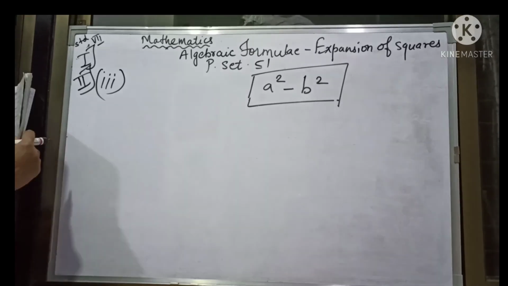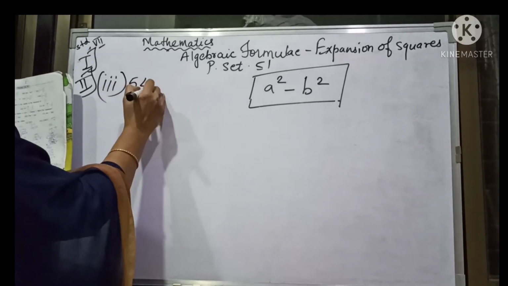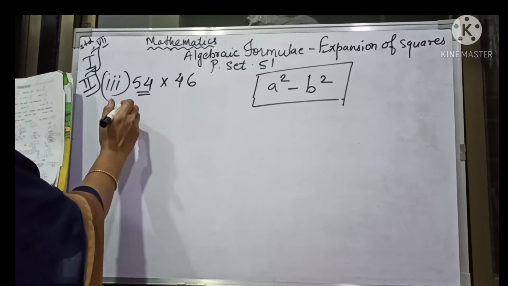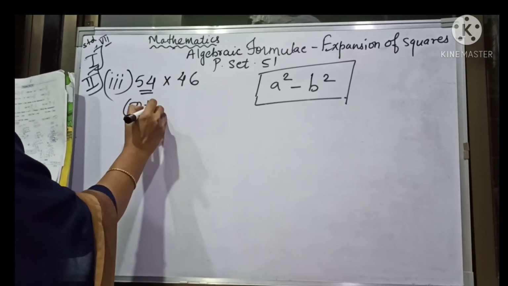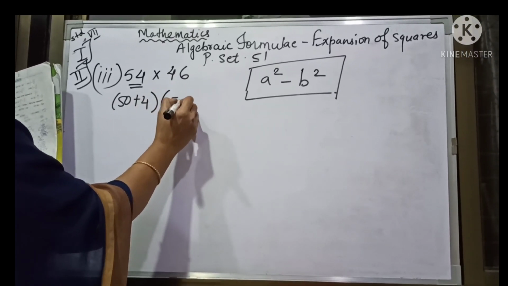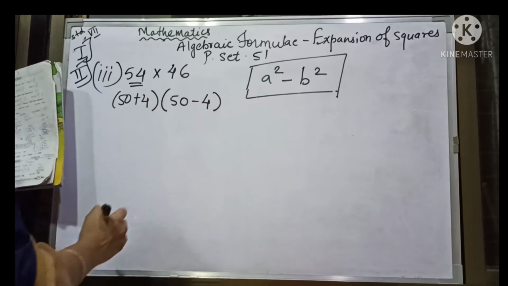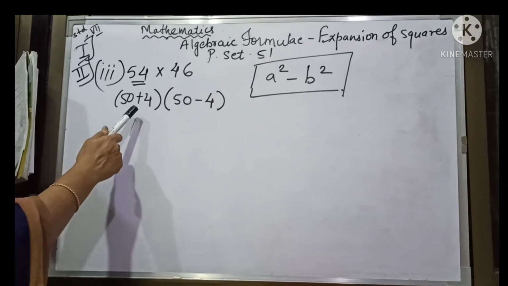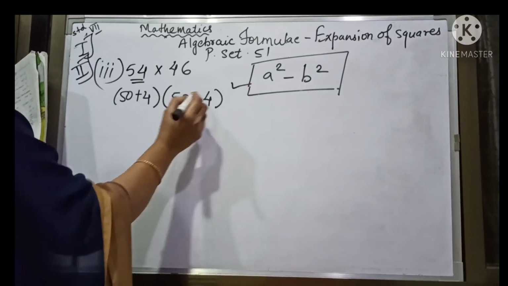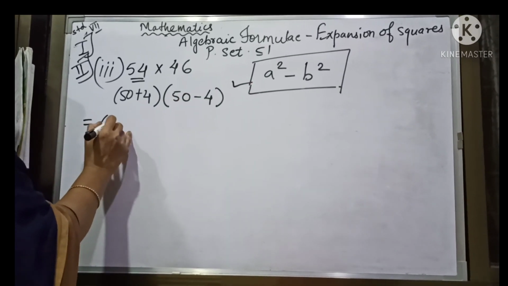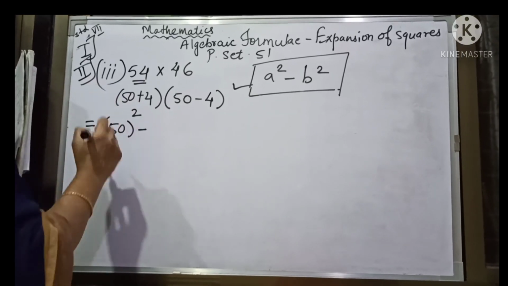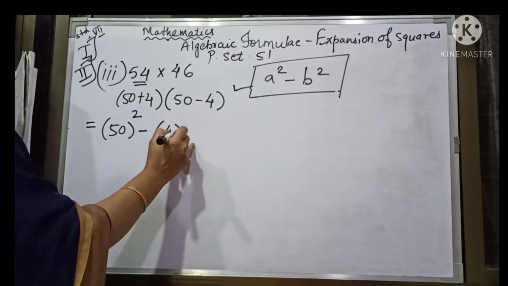Now we will be solving the third sum, 54 into 46. How can we write 54? 50 plus 4 in one bracket, and 46, 50 minus 4 in another bracket. So one bracket is having plus sign and another bracket is having minus sign. So we will be using this formula. The first term is 50, so square of 50, then you have minus sign and square of 4.